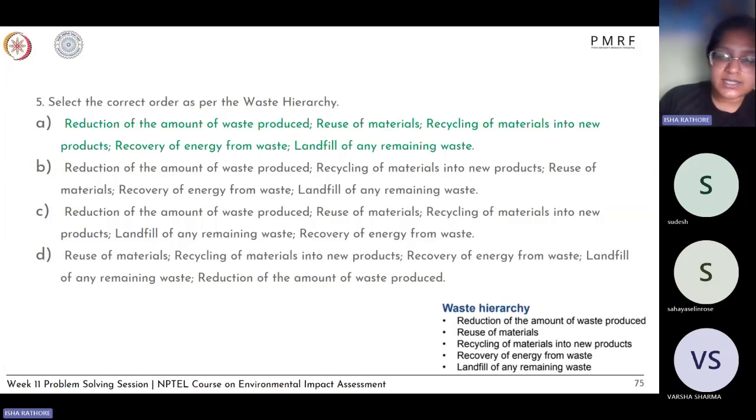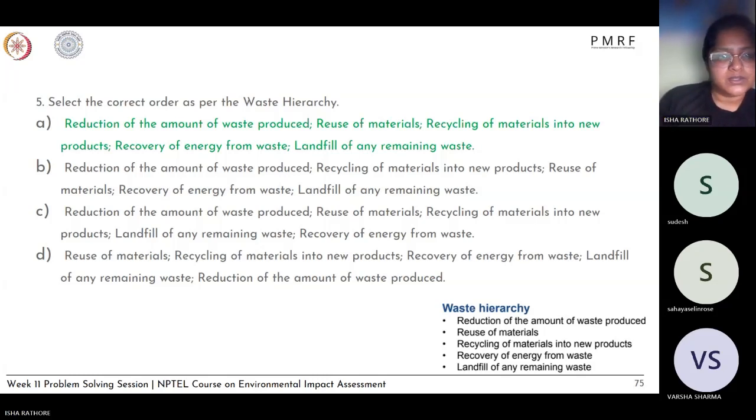Okay, so the correct answer is A. So we have first the reduction of the amount of waste produced. Then we have the reuse of materials. So first we try to reduce any waste which is being produced. So we try to increase the efficiency of the resources or inputs we are using. Then we have the reuse of materials. Then we have recycling of materials into new products. The fourth step is recovering of energy from waste. And the last thing that we do in the waste hierarchy is landfill of any remaining waste.